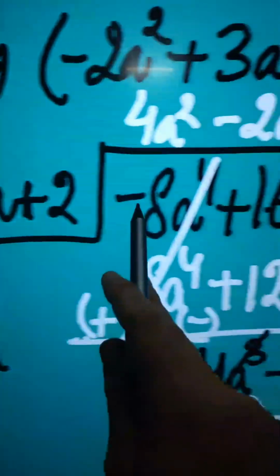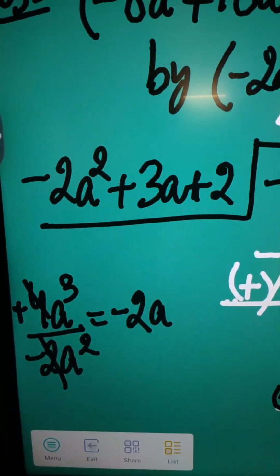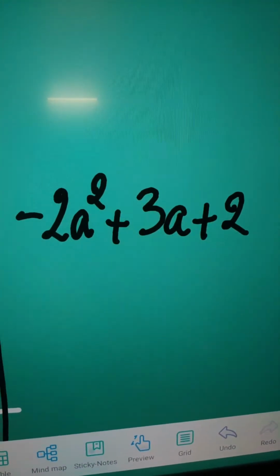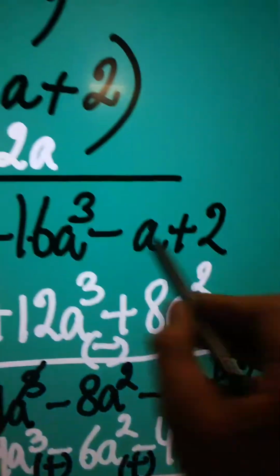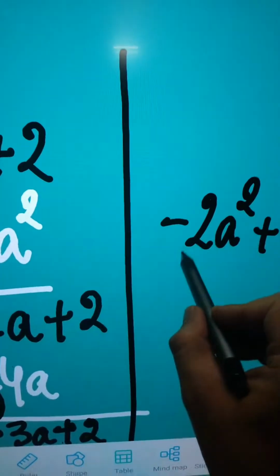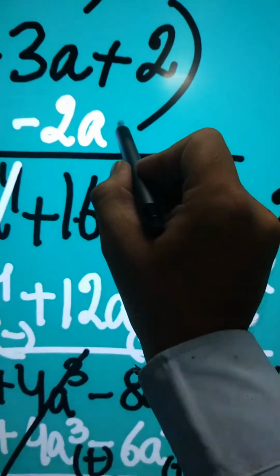And now I have to divide minus 2a square by this expression. So see what has happened. This is minus 2a square plus 3a plus 2. And here also it is 2a square plus 3a. Same numbers are there. So what do you think will come here? There is a sign here. This is the first number, so we will follow the same rule. The first sign is minus, so I will put minus here.